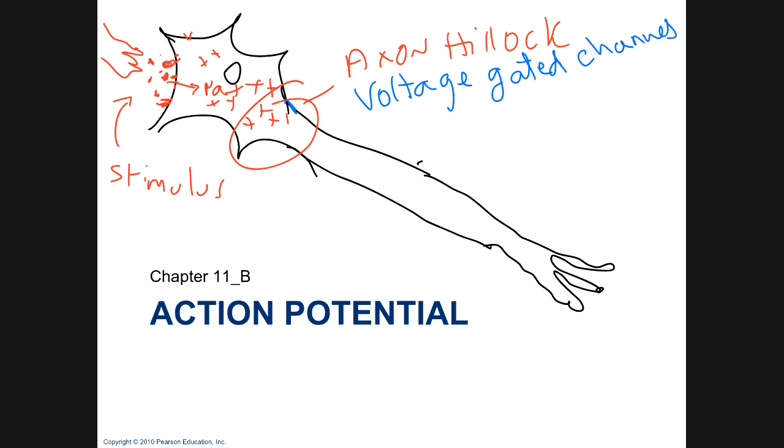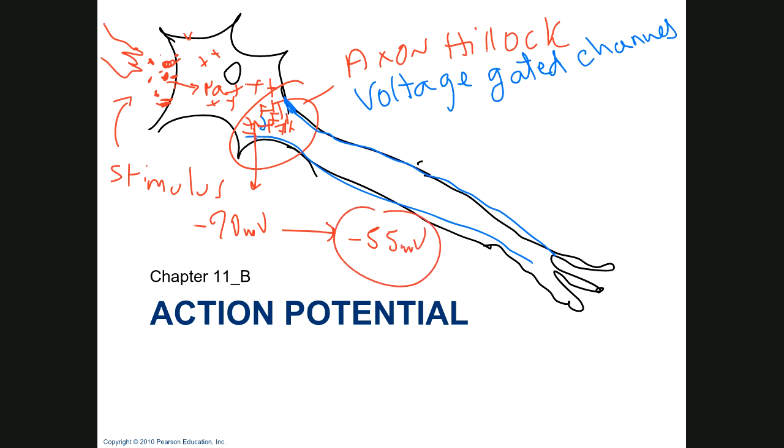Voltage-gated channels are going to be found starting at the axon hillock and down the axon. These are the channels that are going to open only when there is a reversal of charges. So the stimulus creates a graded potential, which is a reversal of charges that travels to the axon hillock. And as more and more positive charges travel to the axon hillock, eventually there will be enough positive charges to bring the area from minus 70 millivolts to minus 50 or 55 millivolts, and at that value, the voltage-gated channels open.